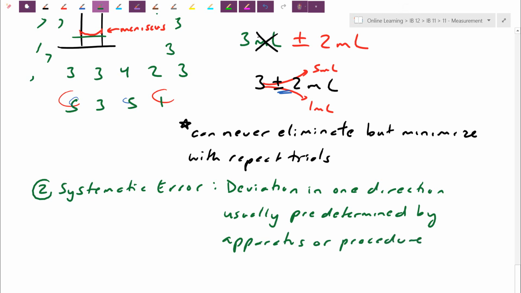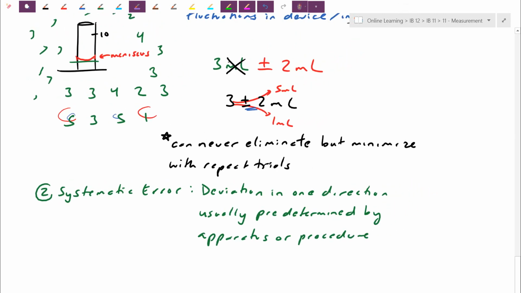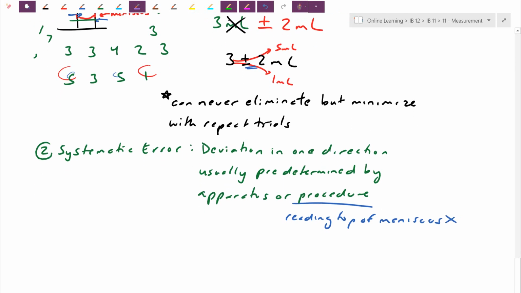Something was off in your reading. So let me give you examples of this one here. I mentioned water ends up forming this meniscus shape. So if I accidentally read the top of the meniscus, that's not the right procedure here. If I've been always reading the tops, you'll notice every time I guessed it, whichever number I said, it's always going to be an overestimate because I was supposed to actually read the bottom. So you're not supposed to read the top of the meniscus.